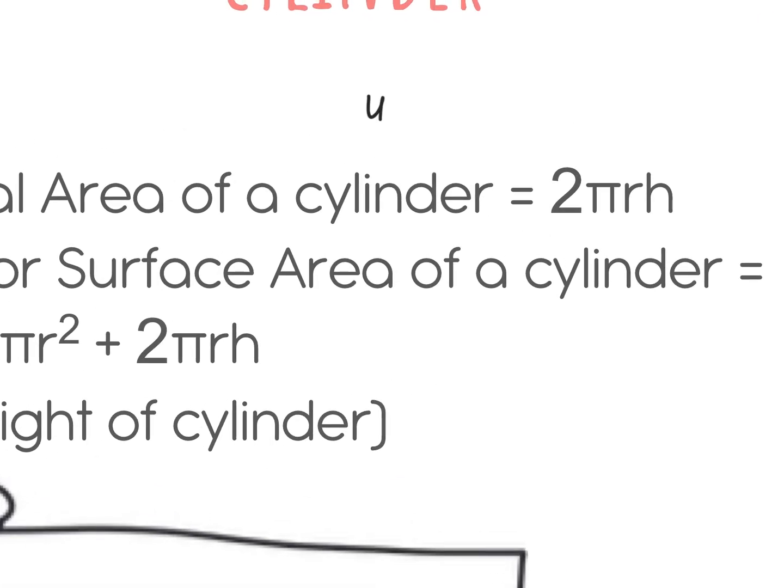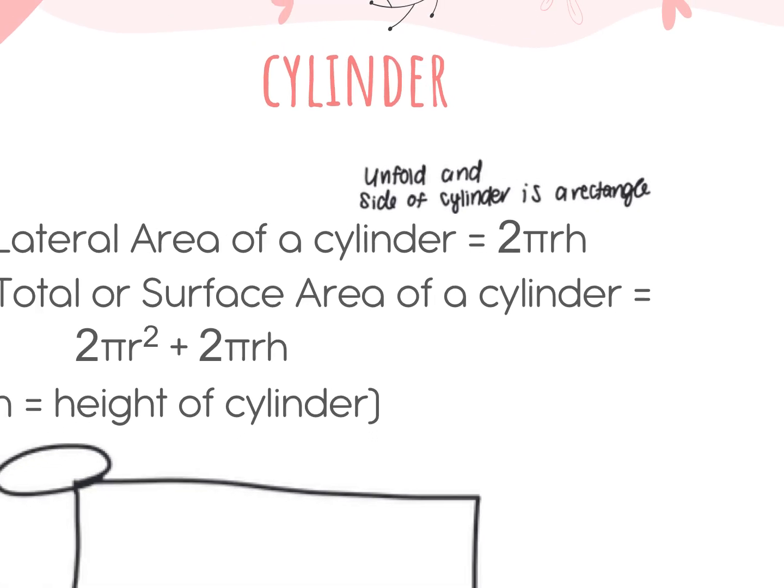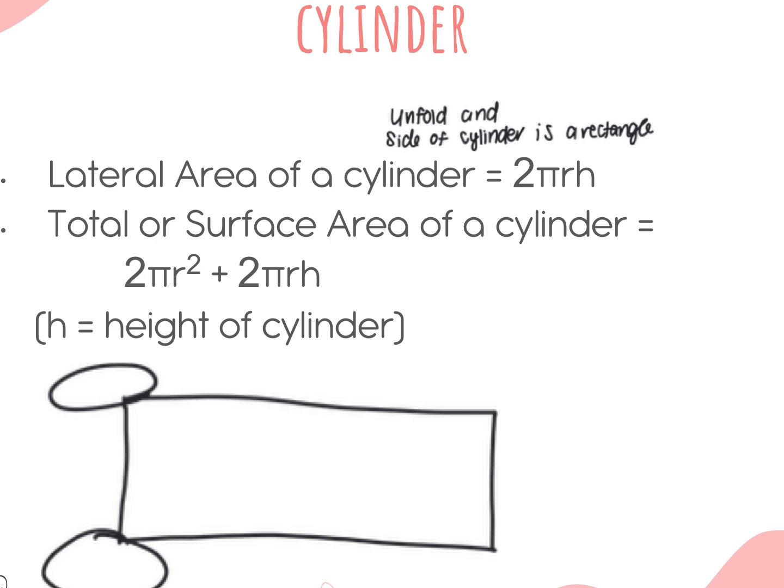So looking at lateral area, think of it as unfolding, and the side of the cylinder is a rectangle. Okay, so you should know that the sides of your cylinder make a rectangle. Okay, total surface area of a cylinder is 2 pi r squared plus 2 pi r times your height.